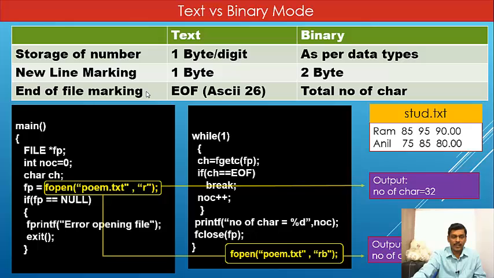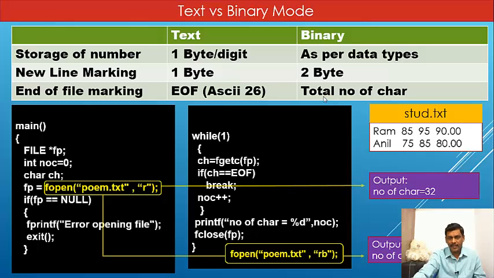Next, end of file marking. In text mode, we already discussed that EOF is a macro, equal to ASCII value 26. The last character of a text file is 26. So this is the end of file marking. At the time of reaching this character, it comes out of the file, that is, it closes the file. It is the end marking of the text file.